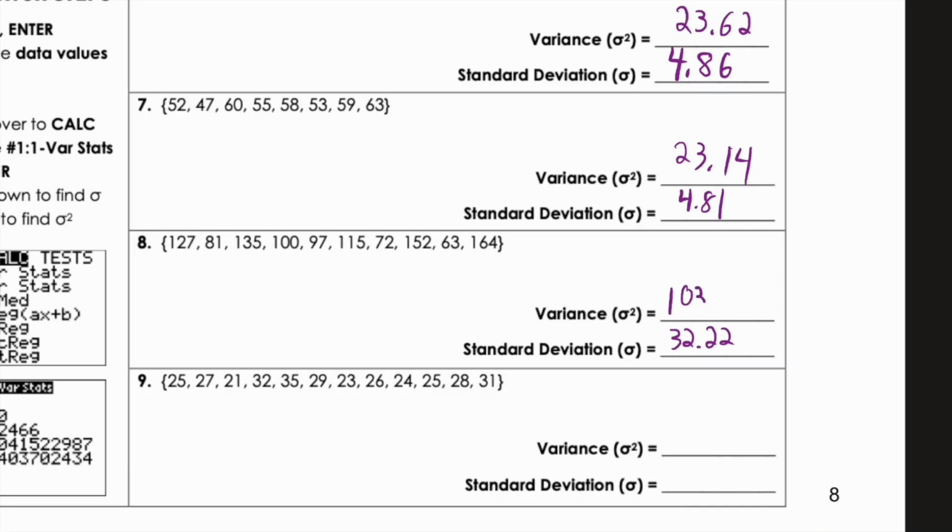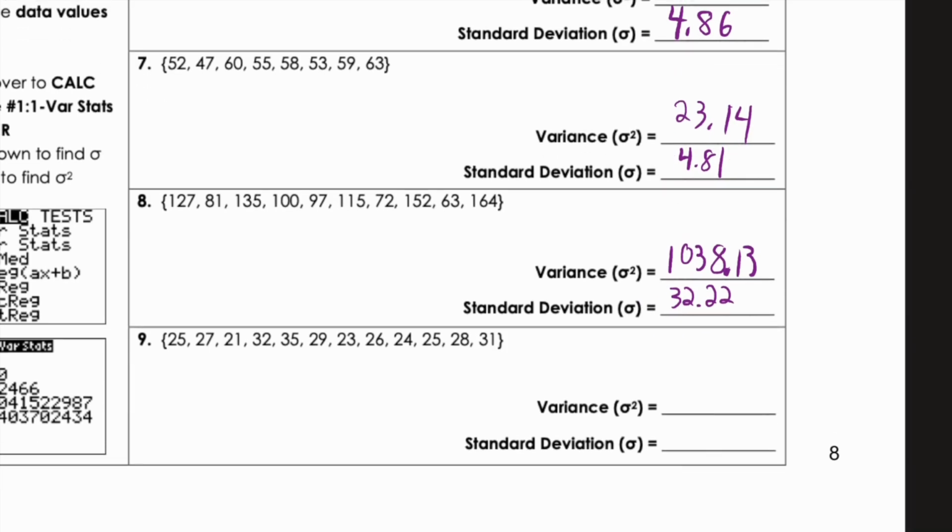As we square that, 1,038.13. And so we can see our standard deviation went way higher here compared to what it was on 6 and 7. And it shows how much more spread out the data is. So go ahead and do number 9 if you haven't already.